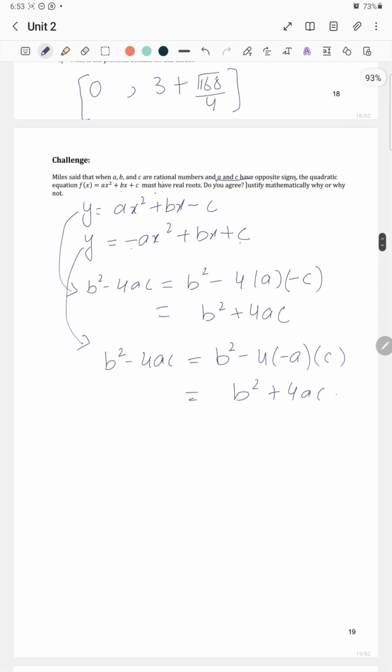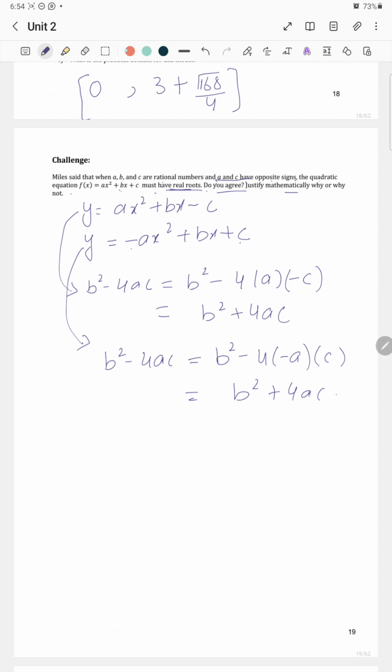So do we agree that the quadratic function f of x must have real roots? Justify mathematically. We agree. Reason: b square will always be positive and 4ac will always be negative if a and c have opposite signs. Therefore b square minus 4ac, which is b square plus 4ac, will always be positive, and if the discriminant is positive, f of x must have two real roots. These roots can be two single roots or one double root.